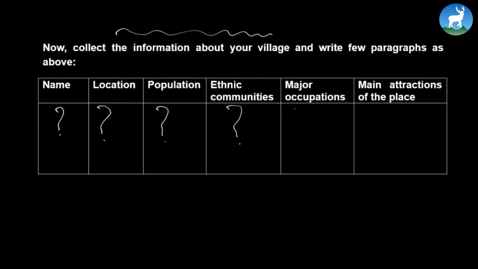What are the major occupations? Meaning, what is the common occupation that people have in your village? Are they farmers? Or do they have any other occupations? What is the major occupation of your village? And what is the main attraction of the place? Remember, you have already done this part. What are the main attractions of the place?